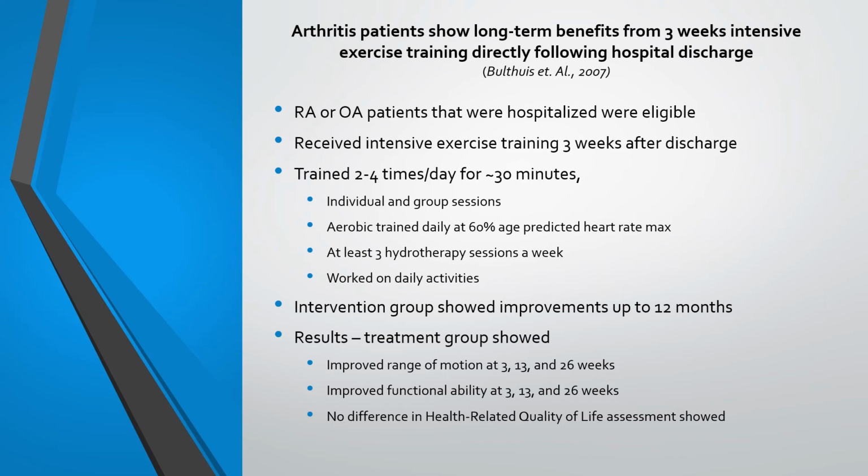The intervention group showed improvements up to 12 months, even just after 3 weeks. So the results, they showed that there was improved range of motion at 3, 13, and 26 weeks, and improved functional ability at 3, 13, and 26 weeks just from these 3 weeks of intensive training after their discharge. They did not show any difference in health-related quality of life assessment, but I would be curious to see what that would show if the intervention was a little bit longer.